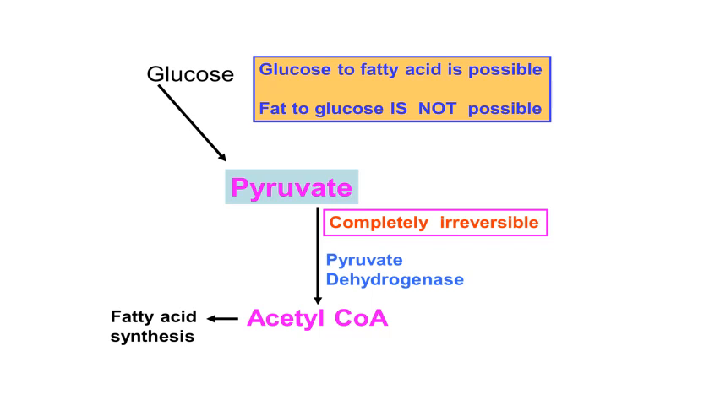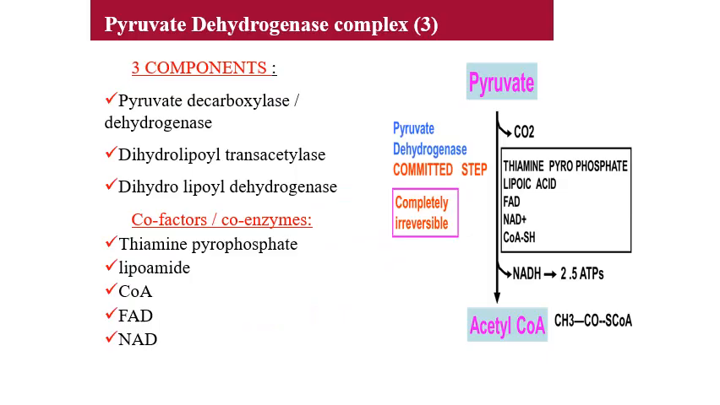This figure tells that glucose to fatty acid is possible, but fat to glucose is not possible because the PDH reaction is completely irreversible. The next question was PDH, the pyruvate dehydrogenase complex. Pyruvate dehydrogenase complex is located in the mitochondrial matrix. It is a multimolecular aggregate consisting of mainly 3 enzymes and 5 coenzymes. This PDH is responsible for the conversion of pyruvate to acetyl coenzyme A. The reaction is oxidative decarboxylation.